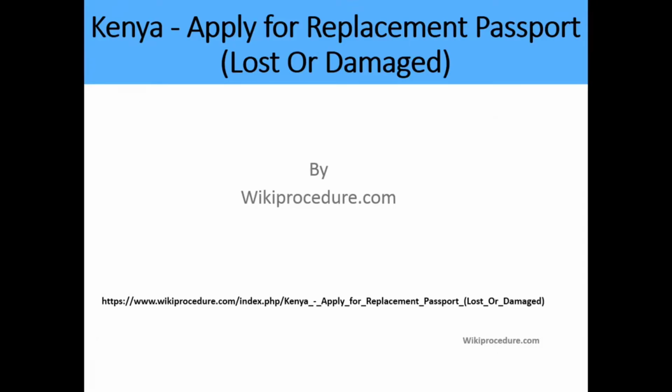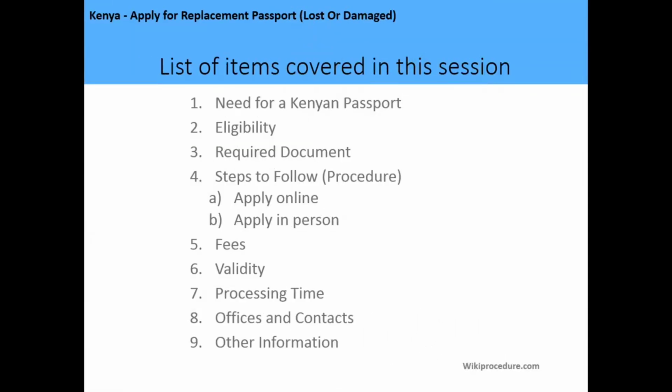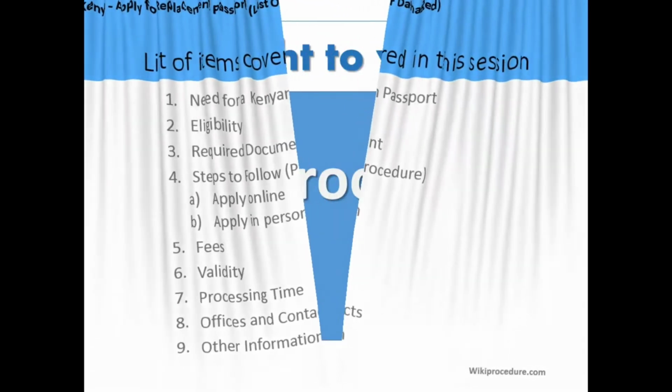Now we are going to follow the list of items that are needed for a Kenyan passport: eligibility, required documents, steps to follow, fees, validity, processing time, offices and contacts, other information.